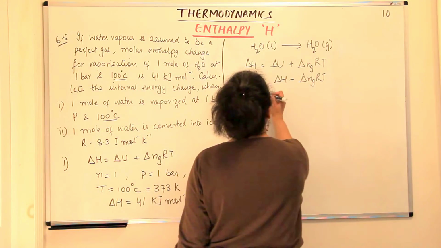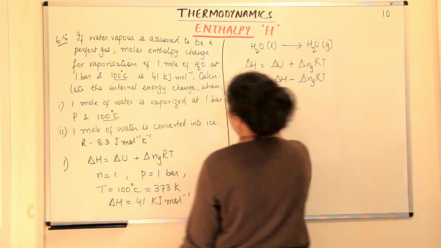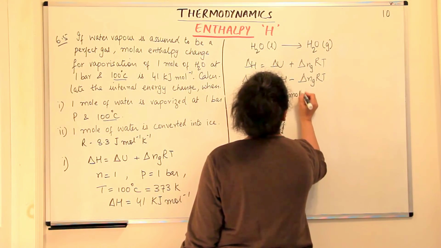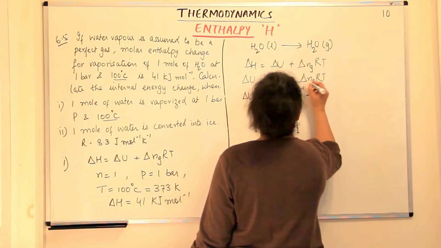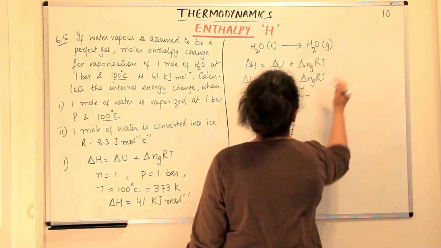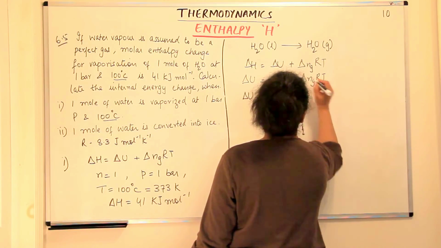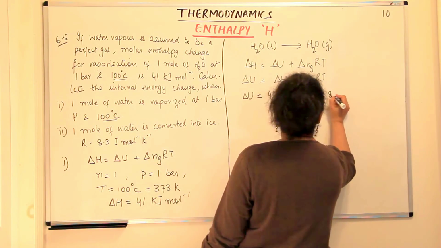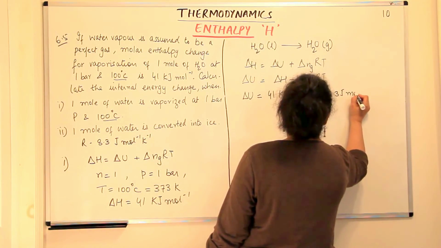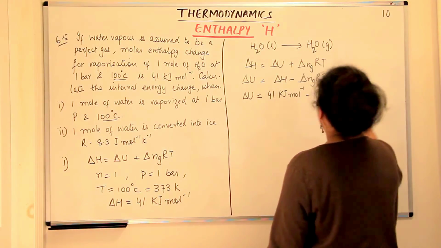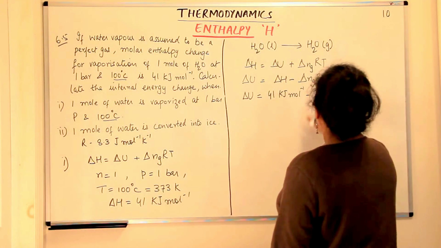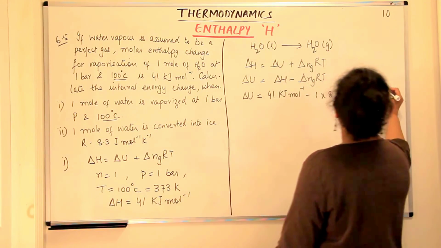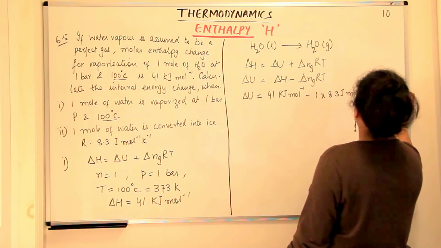Now substitute the values. We have them. Delta U would be equal to, what is delta H? Is 41. Write down the units, 41 kilojoules per mole. Right? Minus, what is delta Ng? Number of moles, it is 1. So it remains 1. And R into R is 8.3 joules per mole per Kelvin, right? And the temperature should be in Kelvin. What is the temperature? It was 100 degrees Celsius, that is 373 Kelvin, right?